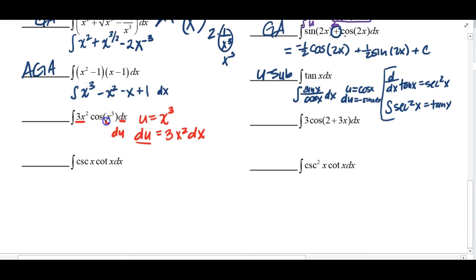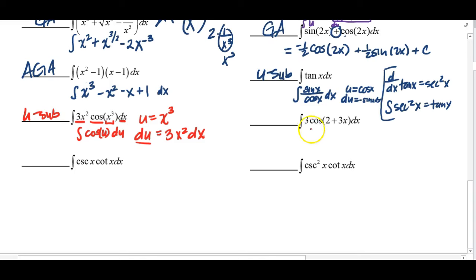And then we're going to replace x cubed with u. And I can't forget the cosine. A lot of people keep doing that, forgetting that trig function if you picked the inside. So cosine u du, now we integrate that and then plug u back in. So this one is u sub.